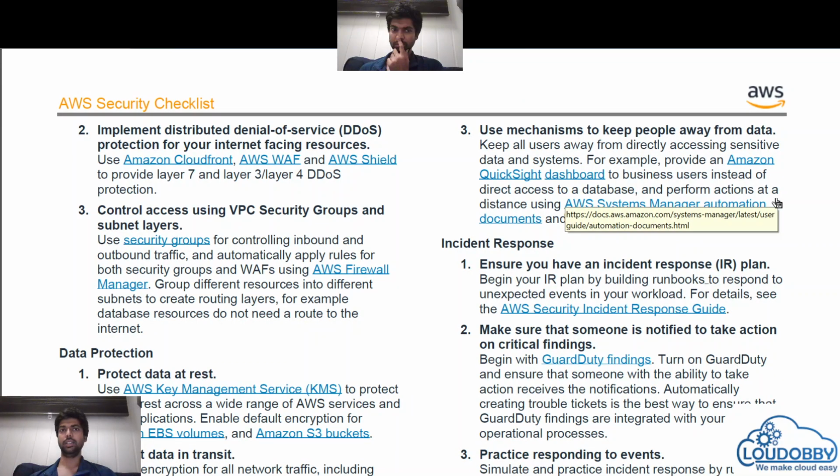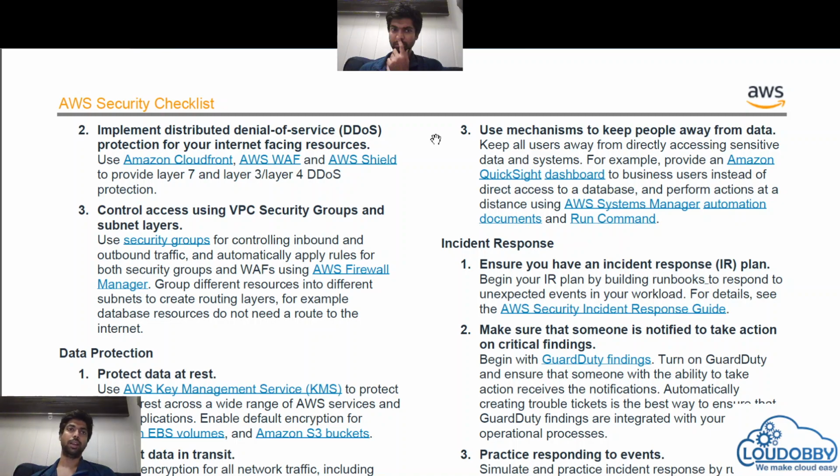implement distributed denial of service (DDoS) protection, and for that you need to use AWS WAF, which is a web application firewall, and AWS Shield. Shield and GuardDuty are kind of similar services. And we use CloudFront. CloudFront is the distribution layer on top of your web layer. On top of your load balancer, you will have this CloudFront, so that the user cannot directly come to your load balancer and access your application. Rather, he comes to your CloudFront, and CloudFront will have some kind of health monitoring system to protect your application.